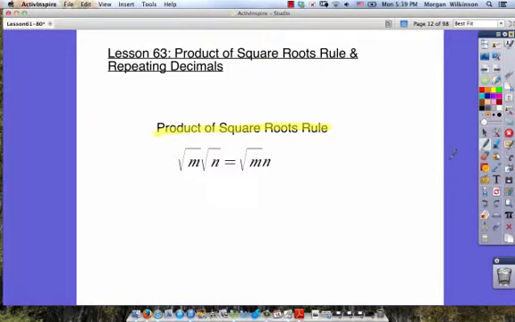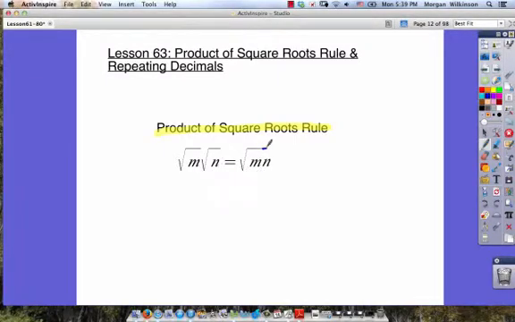Lesson number 63 is about the product of square roots rule and repeating decimals. Now our product of square roots rule is an important one that we'll be working with quite frequently in the next few lessons. And it says the square root of m times the square root of n is equal to the square root of m times n.